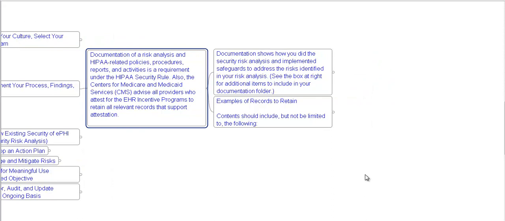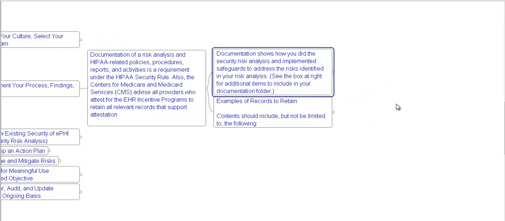Documentation shows how you did the security risk analysis and implemented safeguards to address the risks identified in your risk analysis. See the box at right for additional items to include in your documentation folders.